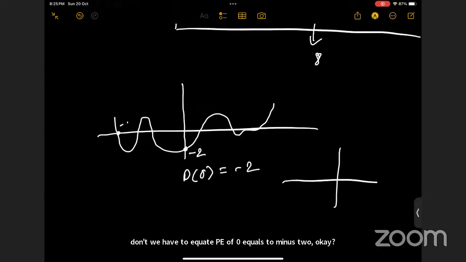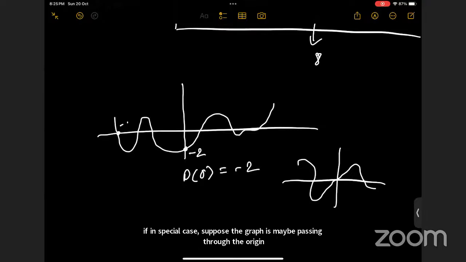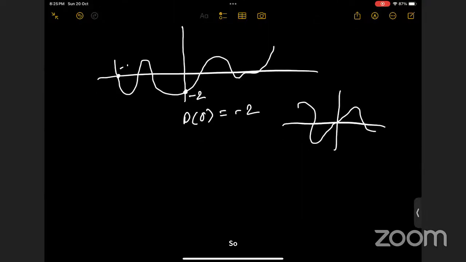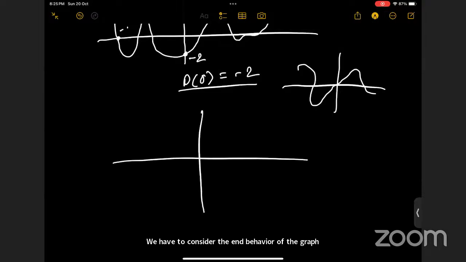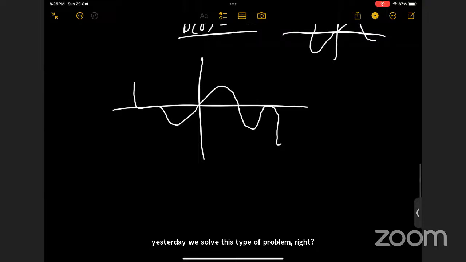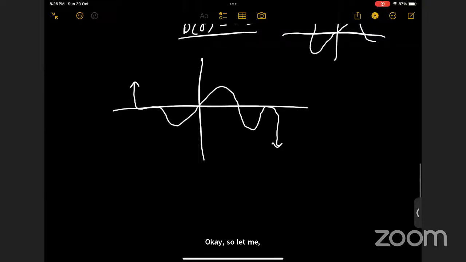And in a special case, suppose the graph is passing through the origin, then your y-intercept is 0, right? From here, we may not be able to calculate the value of the constant a from this type of equation. So in that case, we have to consider the end behavior of the graph. Yesterday we solved this type of problem, right? So suppose this is the graph. You guys have to tell me what is the equation of the graph, okay?